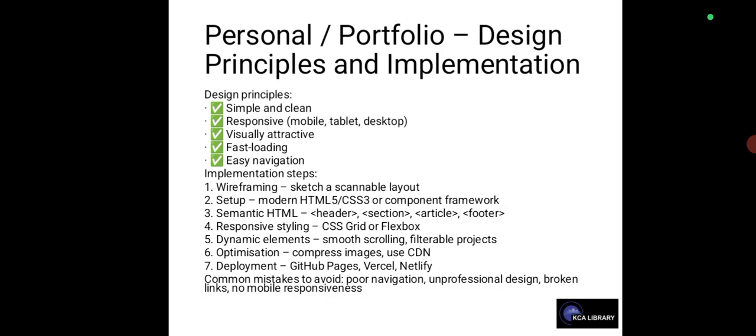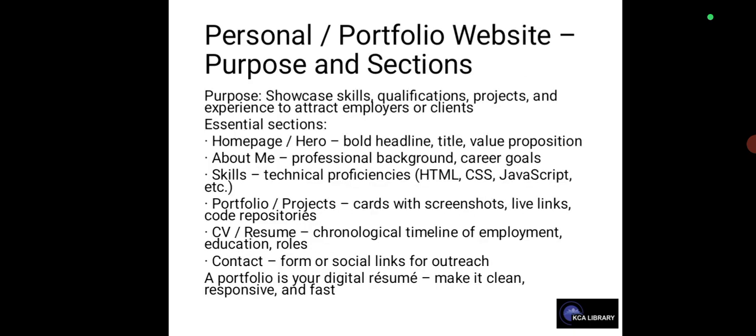Now, the essential sections of a portfolio website include: 1. The landing page. We call it the home page or the hero section. This section introduces the website owner and provides navigation, with a bold headline stating your title, specialization, and value proposition. Then it is followed by About Me, which is a brief professional summary highlighting your background and career goals. It contains personal and professional background information.